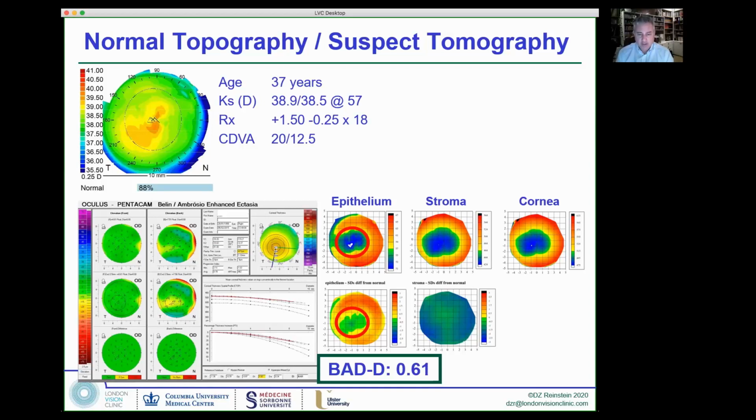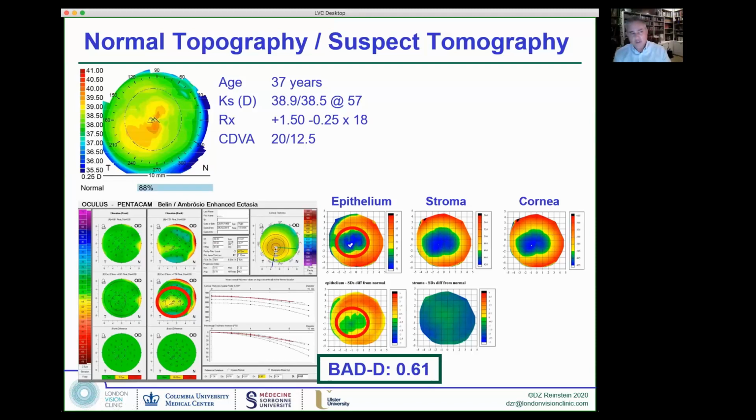And that donut is represented here as a pattern deviation map. So this is the difference between that patient's epithelium and the normal population. And you can see that it's got inferior thinning relative to the normal population. And that abnormality is placed right over where the back surface is ever so slightly abnormal, something that is not picked up as being abnormal by the Belin Ambrosio enhanced ectasia algorithm. And certainly that epithelial profile is generating a completely normal front surface.